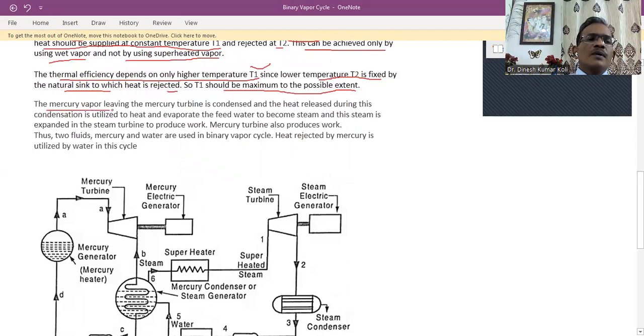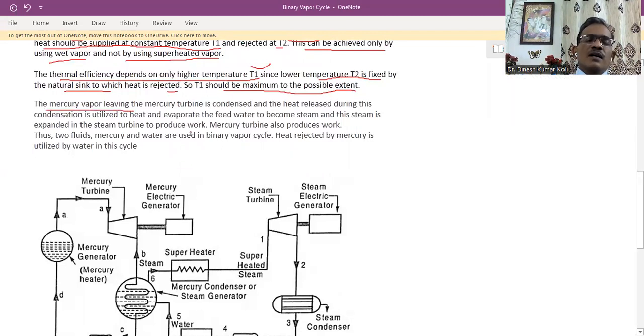The mercury vapor leaving the mercury turbine. Actually, in binary power cycle, what do we do here? We use two cycles. One is called the steam cycle, another is called the mercury cycle. Because there are some drawbacks of the steam cycle, and also some drawbacks of the mercury cycle, on the basis of that we use the combined cycle in which we use the steam cycle as well as the mercury cycle.